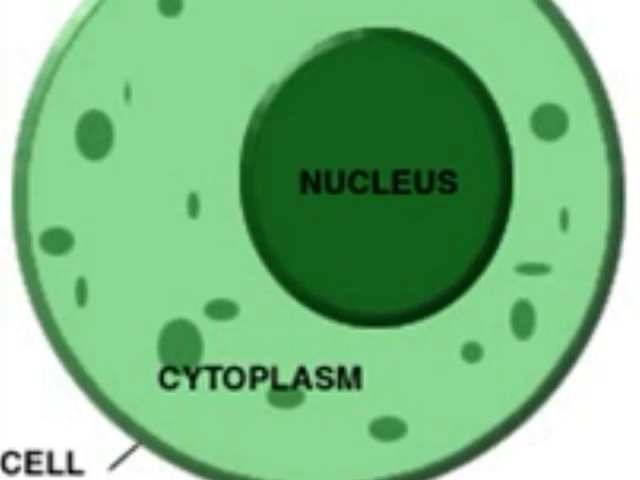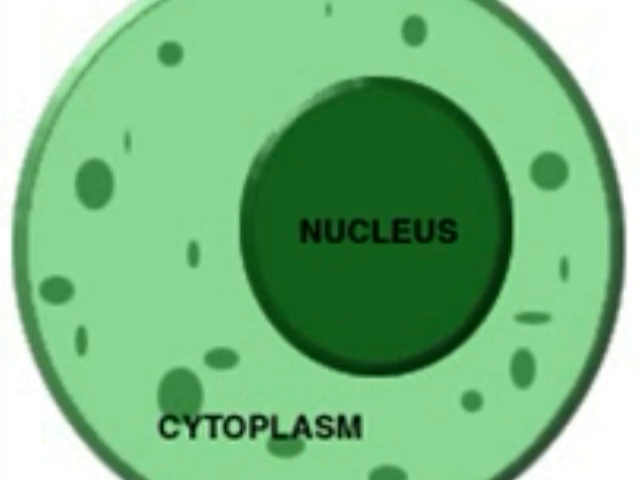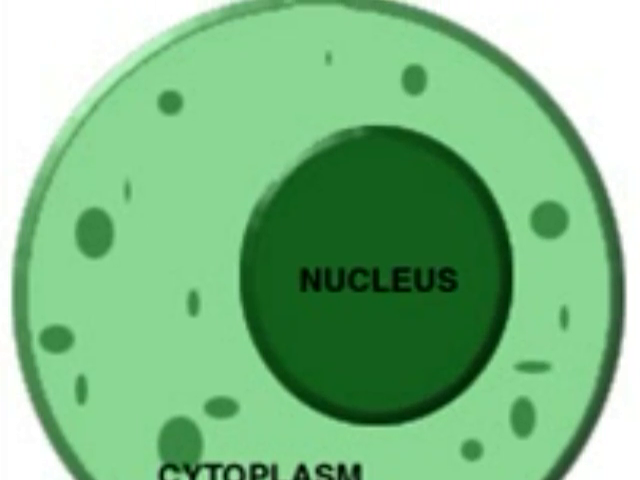Cytoplasm is a gel-like substance residing within the cell. The main function of cytoplasm is to hold all the cell's internal organelles outside the nucleus of the cell.